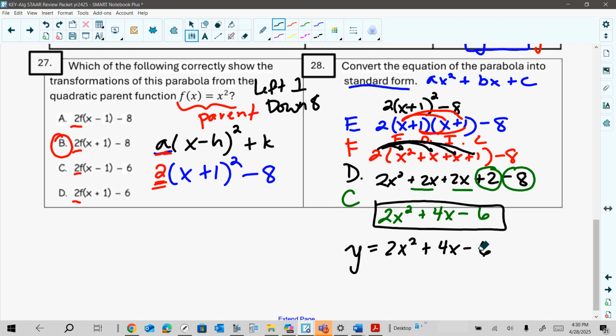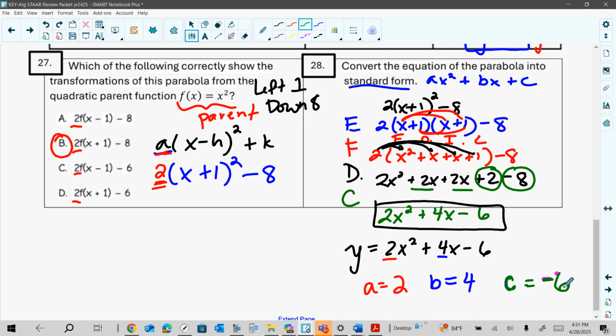And then from that, because that's your standard form, they would want you to identify the A, the B, and your C. Okay, so in my standard form, which we had up here, the A is in front of the x squared, the B is in front of the x, and the C is your constant. So if I look at my equation, this would be my A. So A equals 2. This would be my B equals 4. And my C equals negative 6. So make sure you can identify those parts.